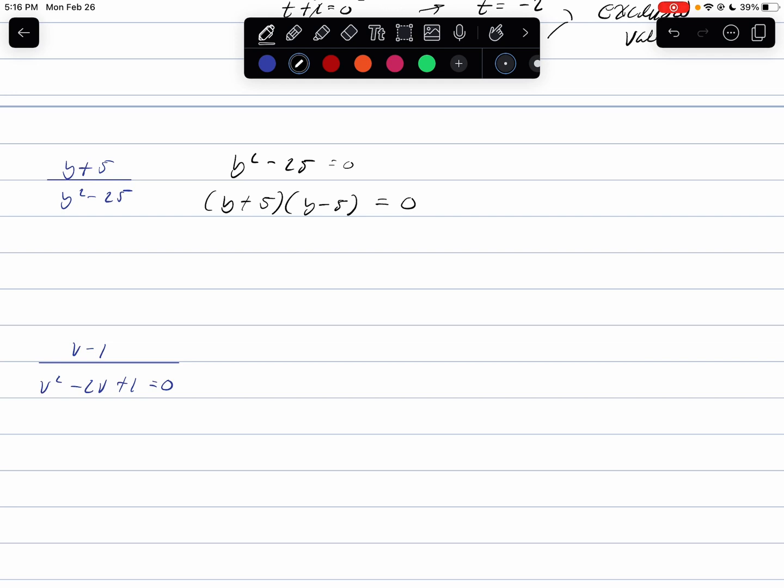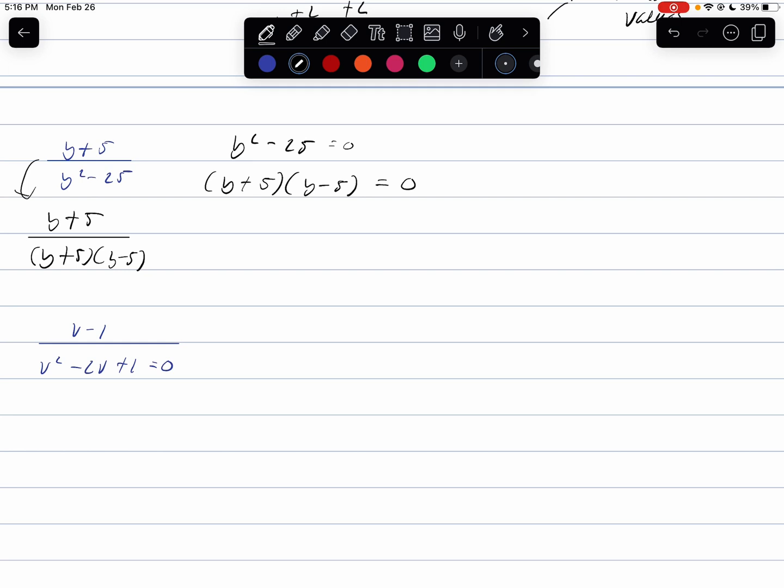What I was mentioning earlier was we have to check this before we do any canceling. We can then rewrite this as y plus 5 over y plus 5 times y minus 5. If you rewrite it like this, it might be tempting to go ahead and cancel these, and then you only have to worry about y minus 5. That is not true. You have to check the excluded values before you do any of that, okay? So you're going to check this before you cancel anything. Now, you may still cancel things in the end because you want to do more work on the expression. However, the excluded values are going to come from how the problem is initially written, okay?